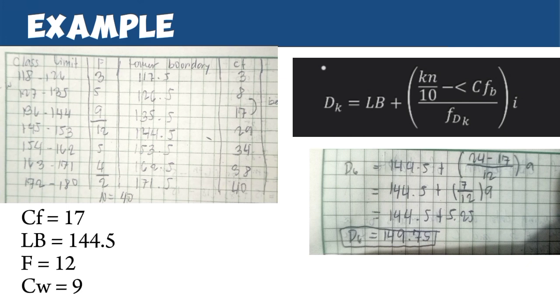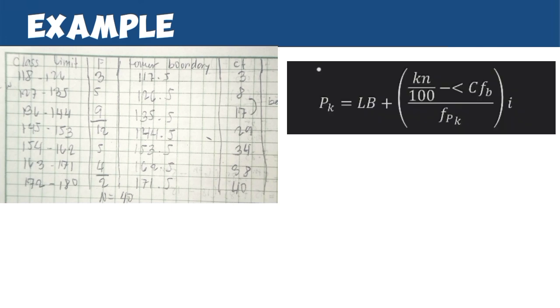Next, copy the 144.5 plus 7 times 9 is equal to 63 divided by 12. So the answer is 5.25. So 144.5 plus 5.25 is equals to 149.75. So the decile 6 is equals to 149.75. Now we were gonna find the percentile 95.